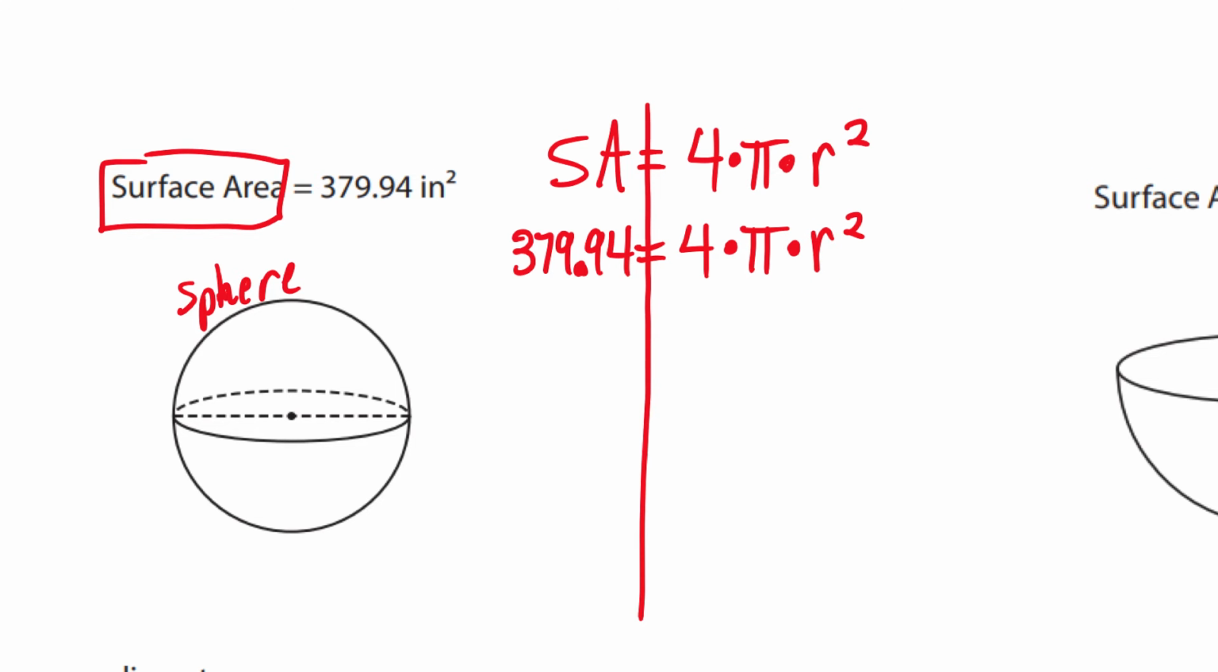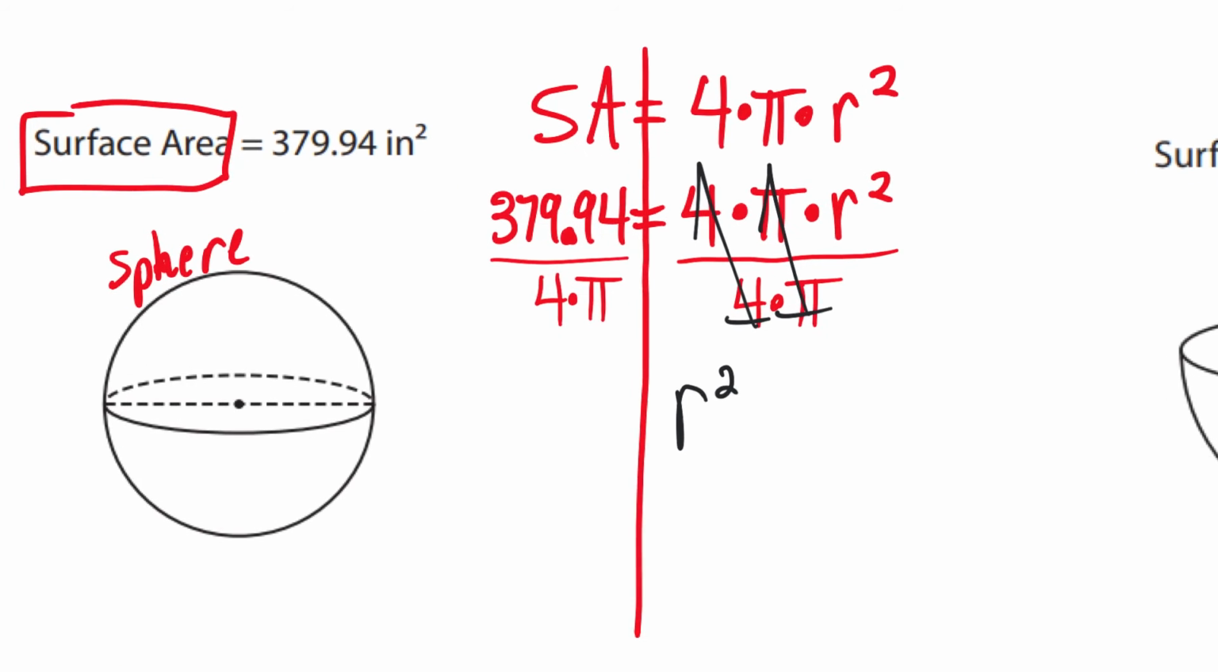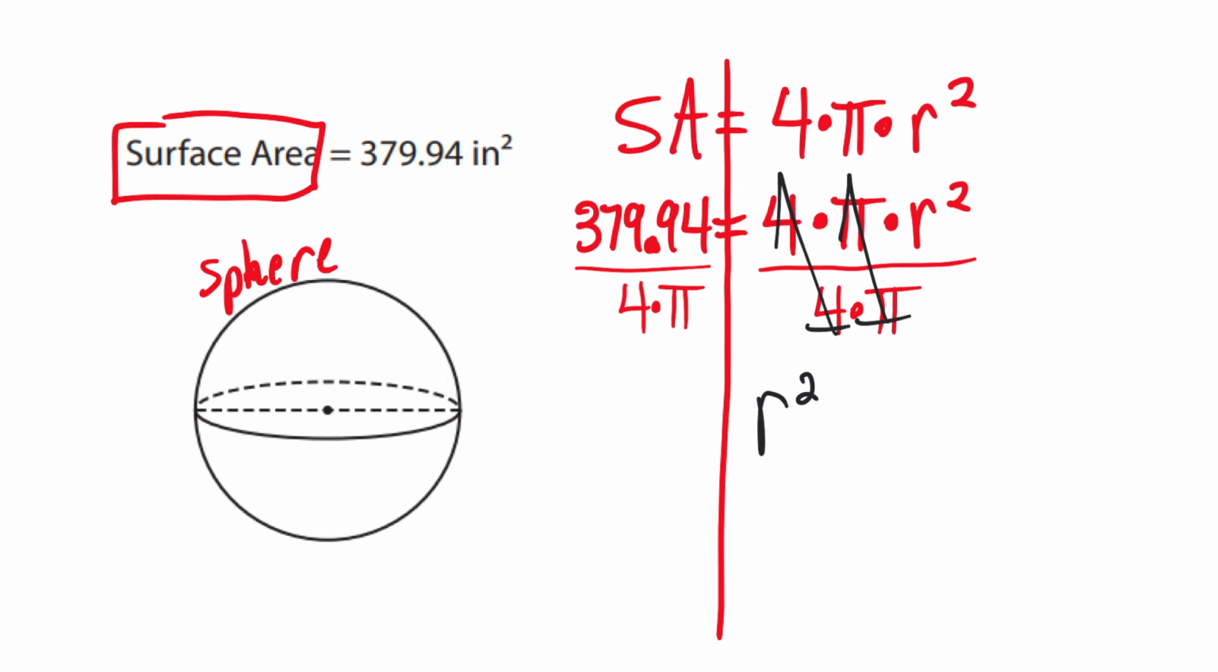All right? So here's what I'm going to do. To solve for r, I need to get rid of the 4, I need to get rid of the pi, and I need to get rid of the squared, because I need the r to be completely by itself. The first thing I'll deal with is this 4 pi. I'm just going to divide both sides by 4 pi in one step. The 4's are going to cancel, the pi's are going to cancel, and that leaves r squared on this side. Now I just need to type this in my calculator, 379.94 divided by 4 pi. See what that gives me.